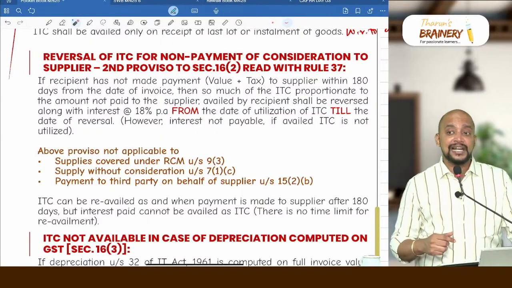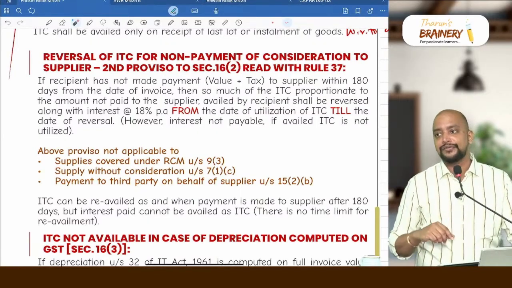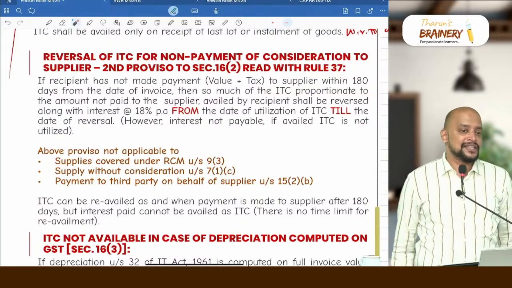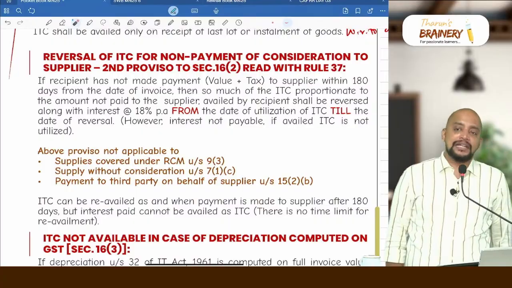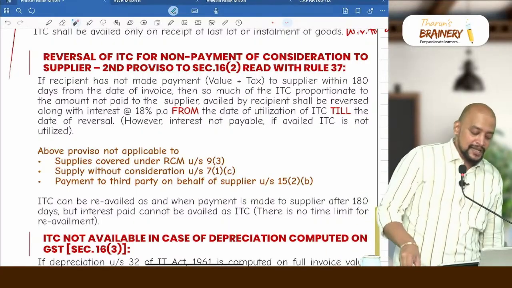How much can you re-avail as ITC? That 30% can be re-availed as ITC. So the proportionate calculation we need to check. What if the contract says that the credit period is more than 180 days? Even then will this 180 days be applicable? Yes, this 180 days only will be applicable. So the contract should not be seen in this case. So that is about this.